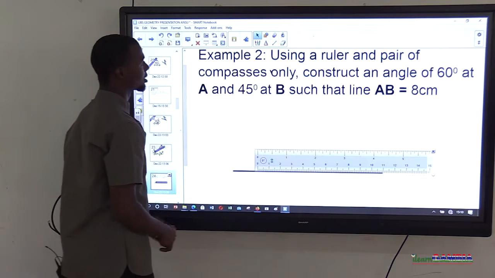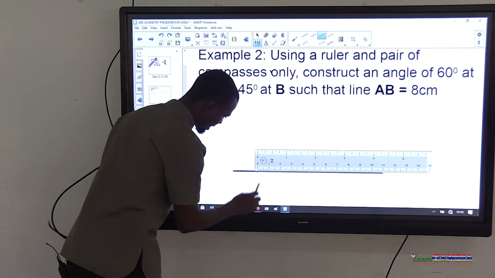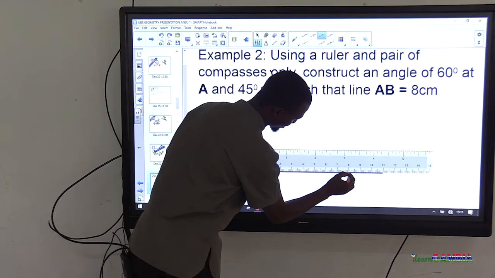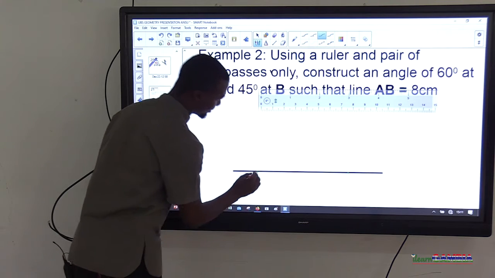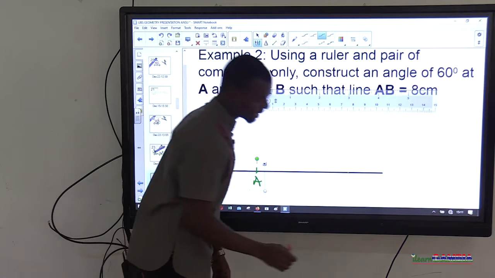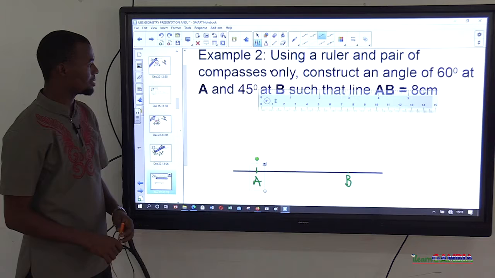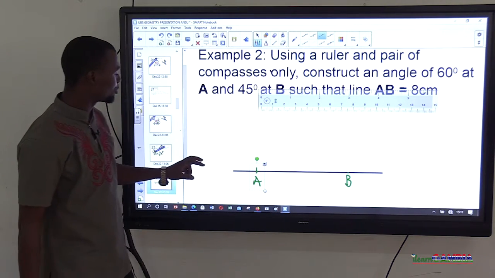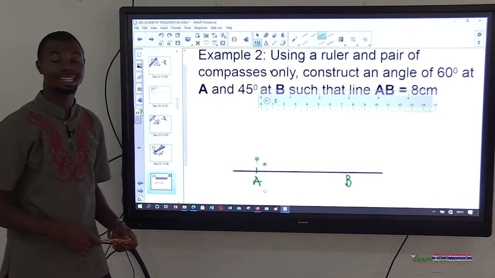8 centimeters should be our line. So if you look, you will see that this point here is 0 centimeter. 0 to 8 is what we have as 8 centimeter. So this is A and B. The line AB is 8 centimeter. Then we construct 45 degrees at B and 60 degrees at A.